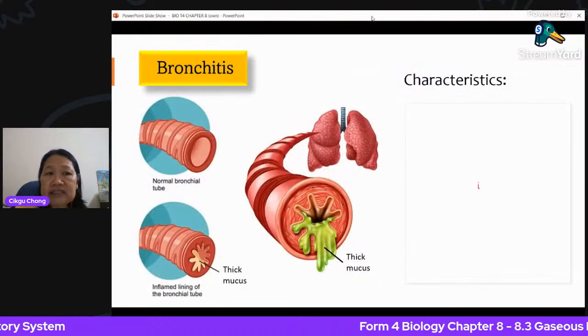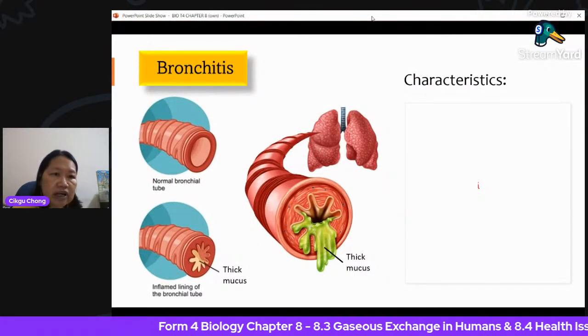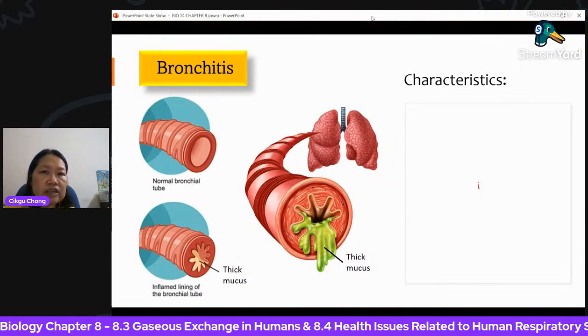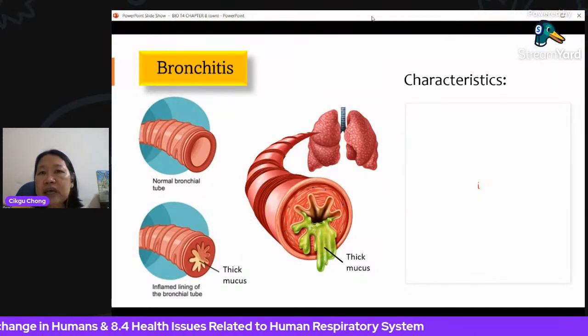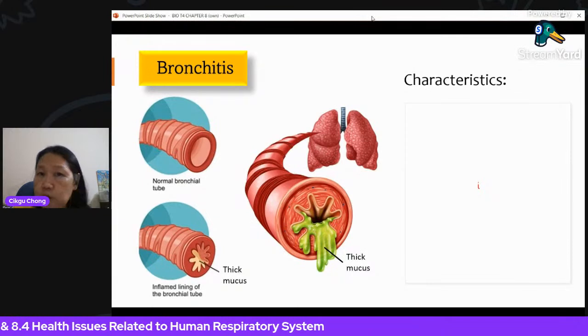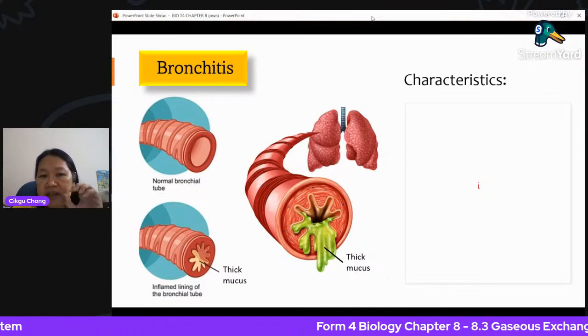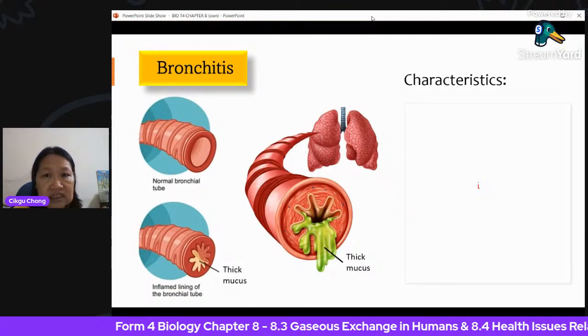Okay, now bronchitis. You'll find that the characteristics of bronchitis are very similar, but with a slight difference: there is a lot of mucus production. For asthma, there could be mucus, or sometimes there is no mucus; it is possible to have an asthmatic attack with or without mucus. Okay, but both have thick walls. The bronchus wall has thickened. That is the similar thing.